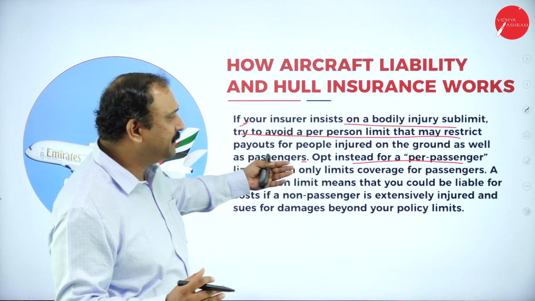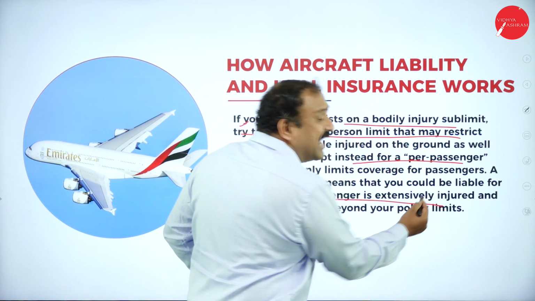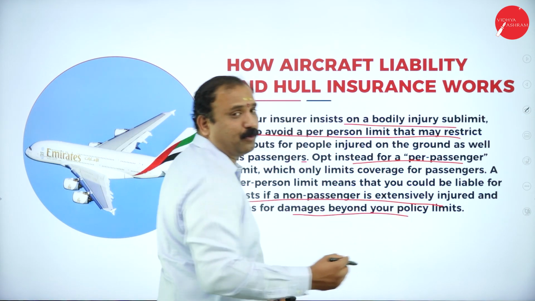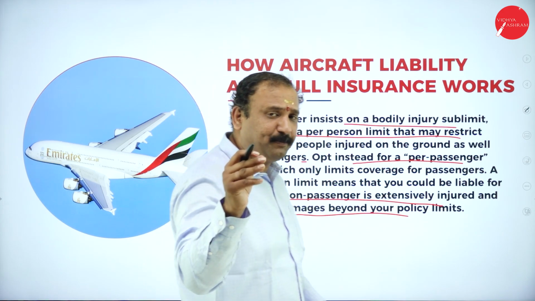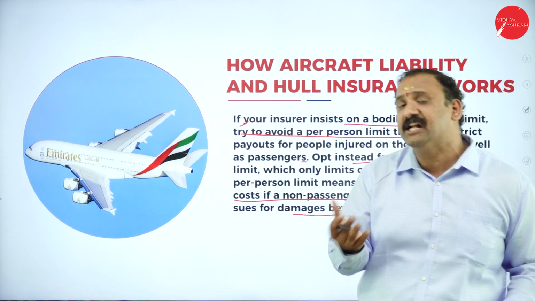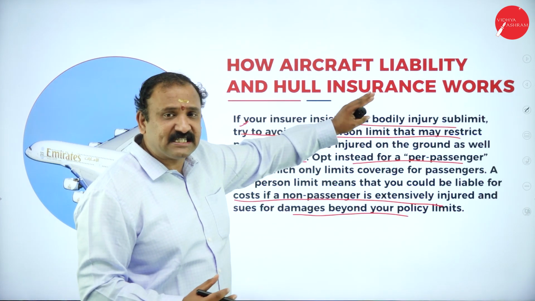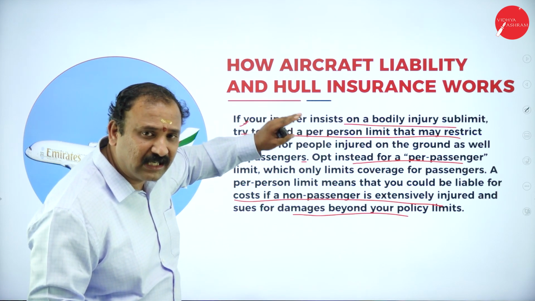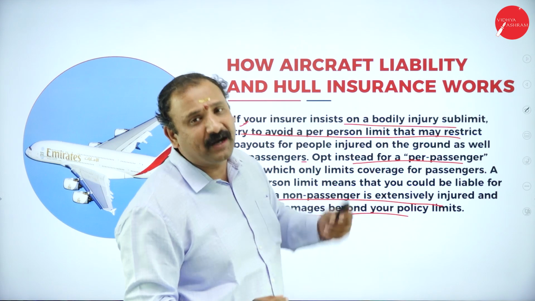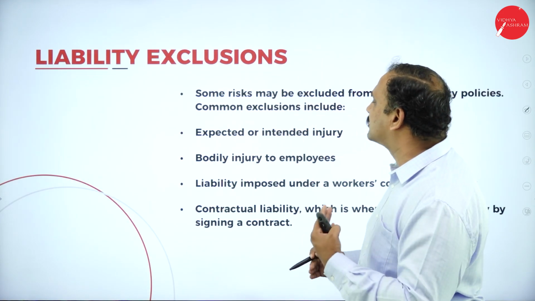A per person limit means you could be liable only if a non-passenger is extensively injured or sues for damage beyond your policy limit. So when you say per person, you might not be including your passengers inside. You might be including the non-passengers alone. That's why, with this liability, you need to look out clearly and go per passenger rather than per person altogether. Now, moving further, the liability exclusions.